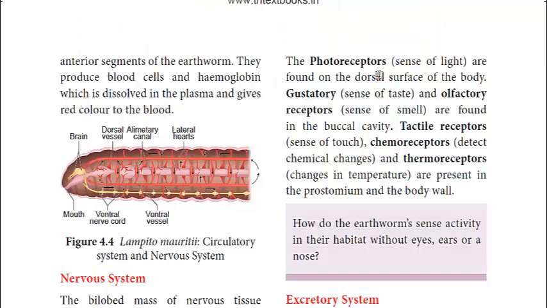And photoreceptors, sense of light, are found on the dorsal surface of the body. So gustatory, sense of taste, and olfactory receptors, sense of smell, are found in the buccal cavity. Okay, now tactile receptors, sense of touch, chemoreceptors that detect chemical changes, and thermoreceptors, change in temperature, are all present in the prostomium and the body wall.